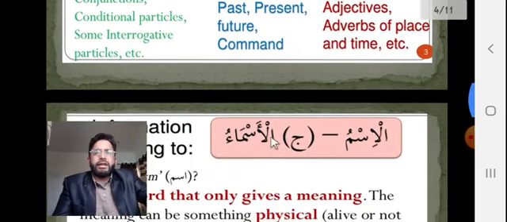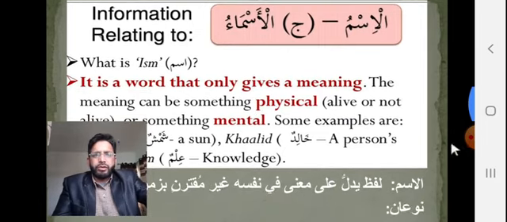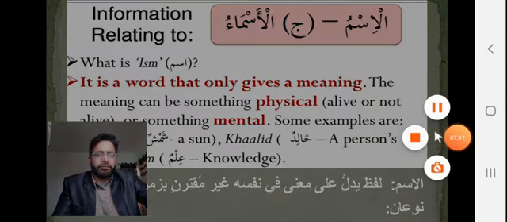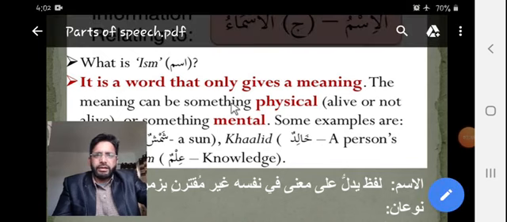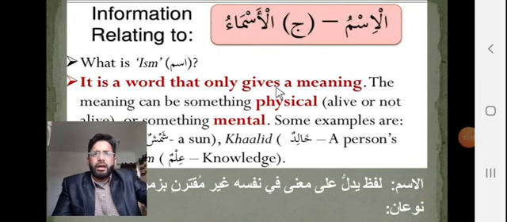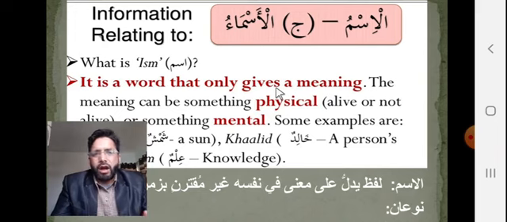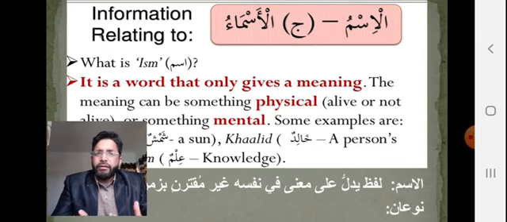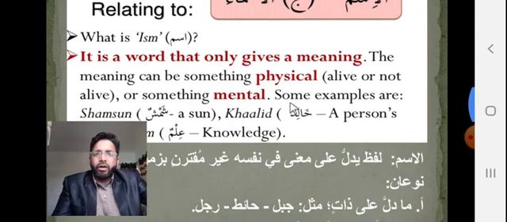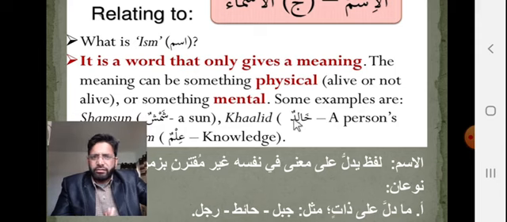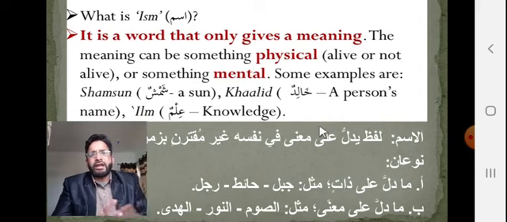Now first we will jump towards ism. What is ism? Ism means noun and its plural is asma. This is the first kind of kalima. So ism is a word that only gives a meaning. The meaning can be something physical, alive or not alive, or something mental, abstract.